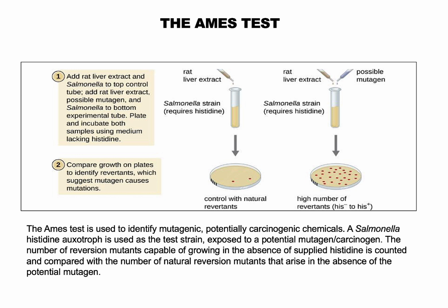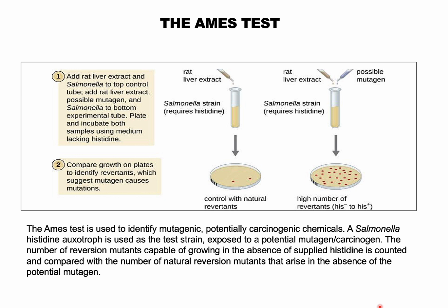Chemicals that are more mutagenic will result in a higher number of mutants with restored histidine synthesis in the Ames test. Since many chemicals are not directly mutagenic but can be metabolized into mutagenic forms by liver enzymes, rat liver extract is often included at the beginning of the experiment to simulate liver metabolism.